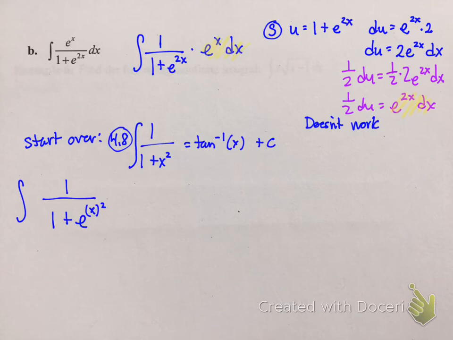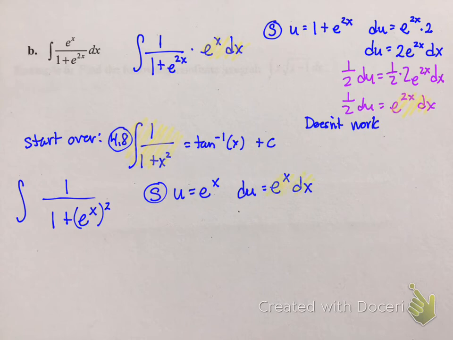or let me rewrite that. If we take e to the x and square it, we'll get e to the 2x, right? And that almost looks like this. So let's try using substitution here, and let's let u equal e to the x. If I take the derivative, du is e to the x dx. Now check that out. My leftovers match up to the original problem, right?